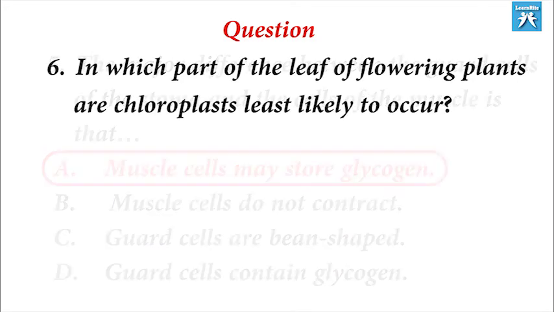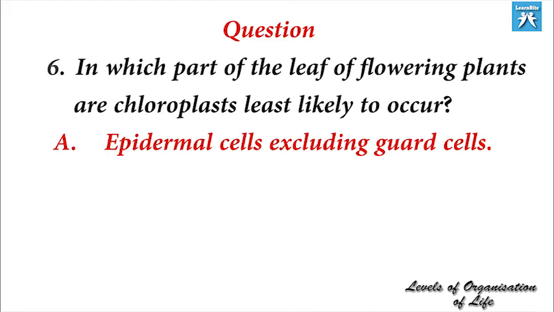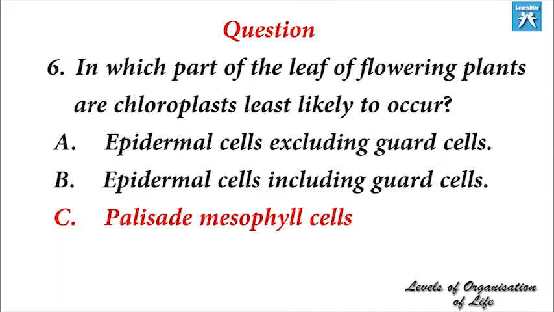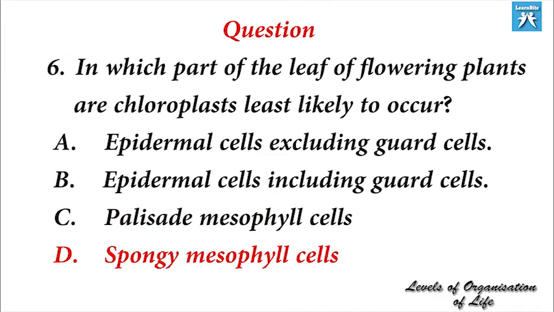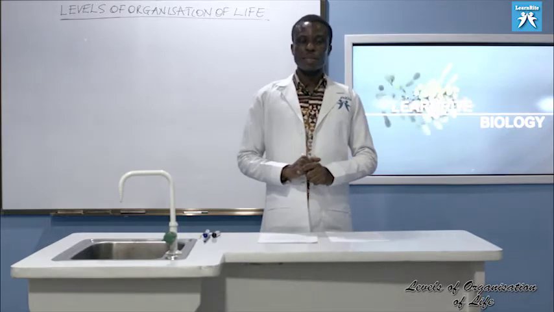Next one. In which part of the leaf of flowering plants are chloroplasts least likely to occur? A, epidermis cells excluding guard cells. B, epidermis cells including guard cells. No, we have chloroplasts in guard cells. So that's not the answer. C, palisade mesophyll cells. No, that is the hometown of chloroplast. D, spongy mesophyll cells. There are chloroplasts there. So the answer is epidermis cells excluding guard cells.